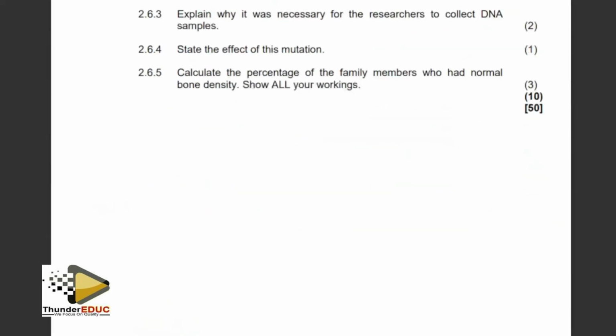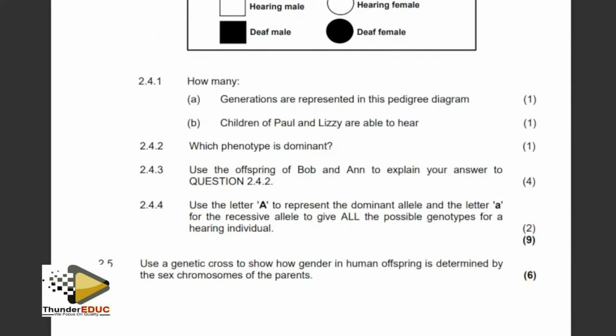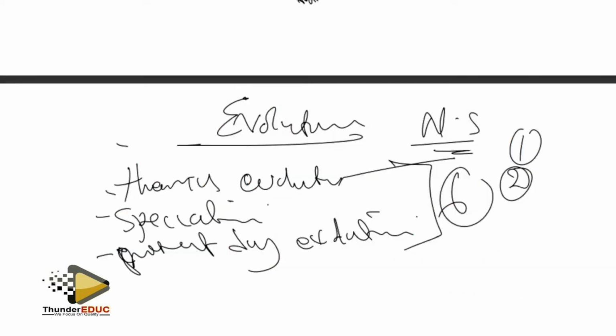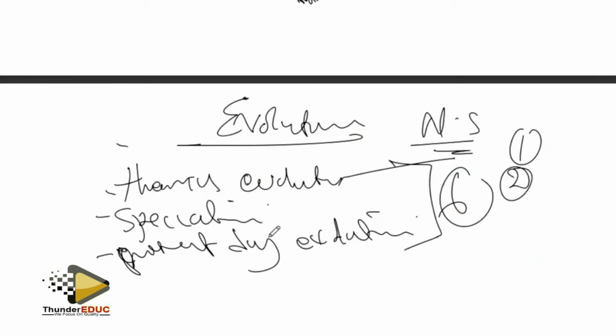But you can't go to the exam without knowing that. Using sex, show gender in humans, how it is. I explained this. You see, 6 marks. Okay, when I find it, I'll try to show you that example.